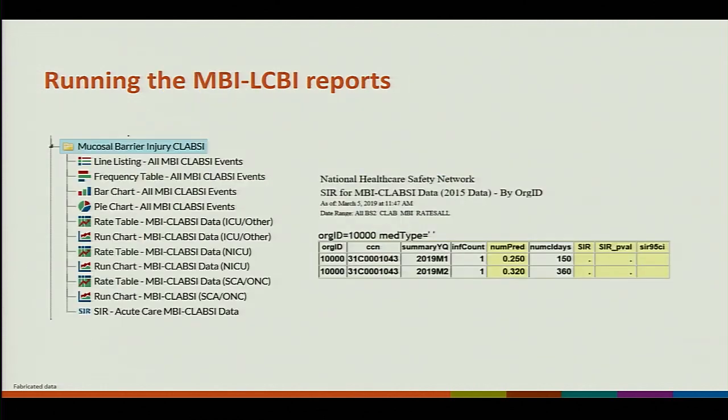So here's a look at your MBI LCBI options in NHSN. The report options are very similar to the CLABSI report options. There are options for line lists, frequency tables, chart types, rate tables, and SIR. To the right is an example of the SIR table. And as you can see, the reports very much mirror the CLABSI reports.